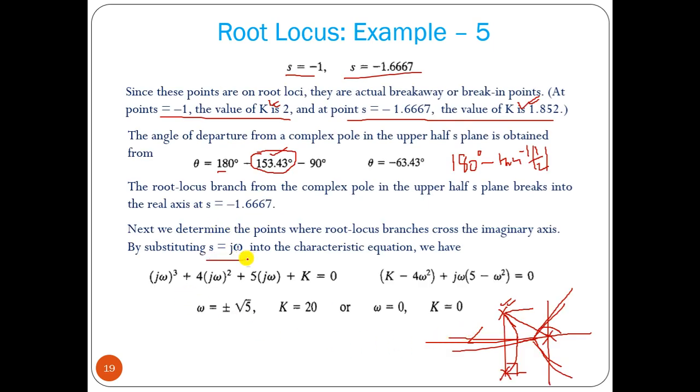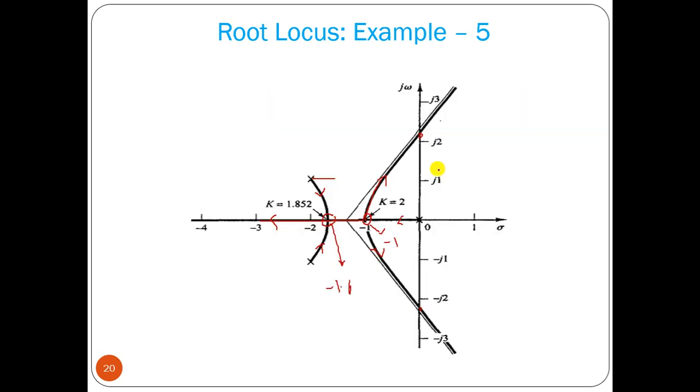Now we can put s equal to j omega to find the intersection with the imaginary axis. So in the characteristic equation we put s equal to j omega, and we separate the imaginary and real parts. From this we can find omega equal to plus minus root 5, and if you put that here, K equals 20. So this one will be root 5, which is greater than 2 point something, and at that time the K value we get is 20. From that we can find the stability condition.